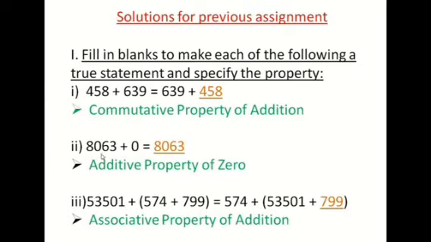Question number 2, 8063 plus 0 equals 8063. So, it is the additive property of 0. Next, 53,501 plus 574 plus 799. The last two have been grouped here. So, now 574 is out of the bracket and inside the bracket it is 53,501 plus, in the dash, it will be 799. So, it is the grouping property, is it? So, it is the associative property of addition. I hope all of you have done it correctly.